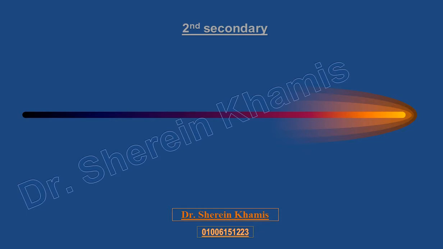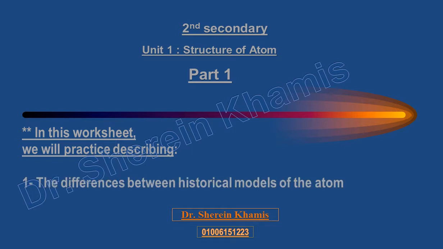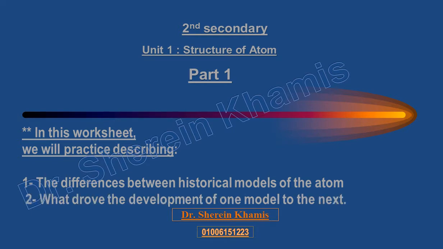Dear students of second secondary, we are going to discuss questions of Unit 1, structure of the atom, and we will start with the first part of it. In this worksheet, we will discuss some questions. We will practice describing the difference between historical models of the atom, and second, what drove the development of one model to the next. Let's start with our first question.